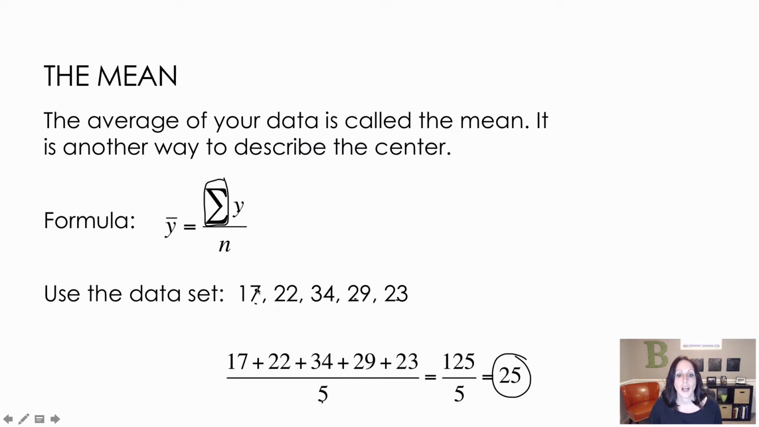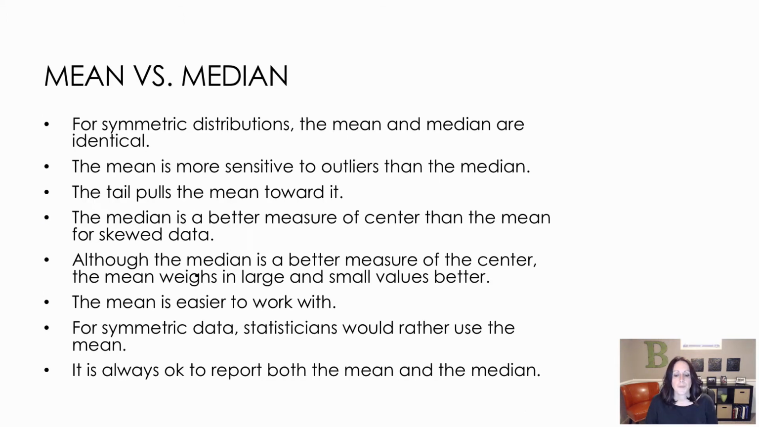Now before, I would have written these as 17, 22, 23, 29, and 34, and then said, well, the center is 23. So this is the median, which is one way to describe the center, and this is the mean, which is another way to describe the center. So the big question is, when do we use which one? If I know that I can use the mean or the median, how do I choose the most appropriate value?